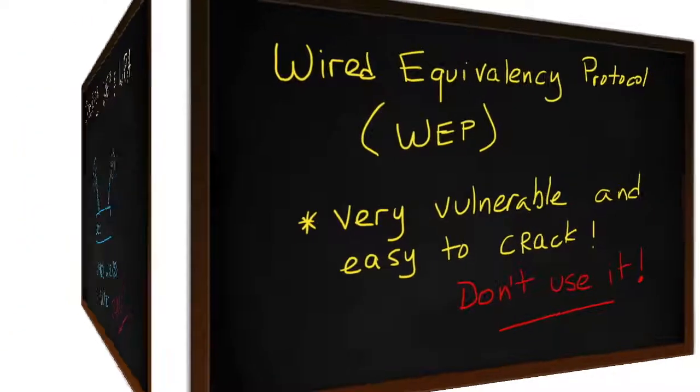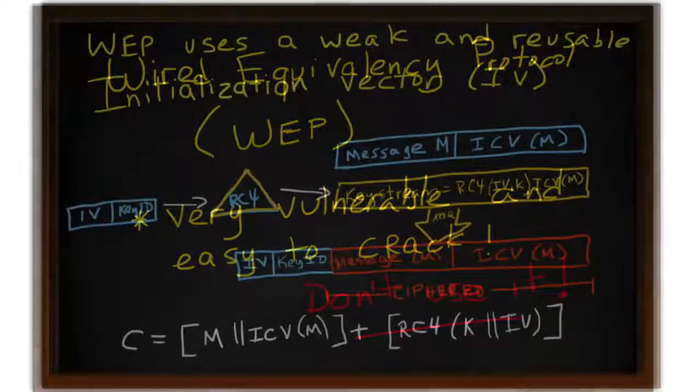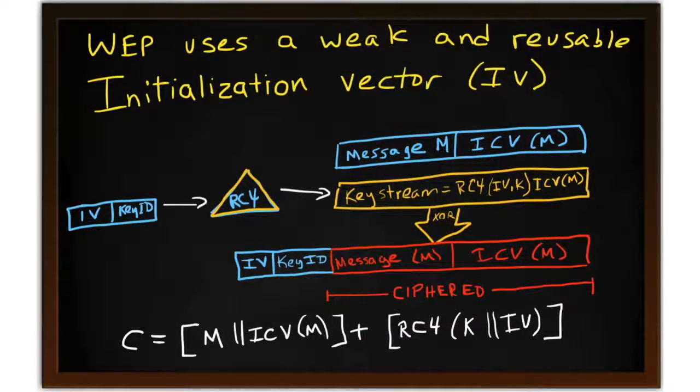So the first one is WEP, and WEP stands for Wired Equivalent Privacy. It is a protocol that you should definitely avoid. It is full of vulnerabilities and it is extremely easy to crack nowadays, and we will go over a demonstration on how easy it is to crack this protocol in just a few minutes. Now, WEP uses a weak and reusable initialization vector, or an IV. That's what we use to crack the wireless infrastructure password in our example in a few minutes.